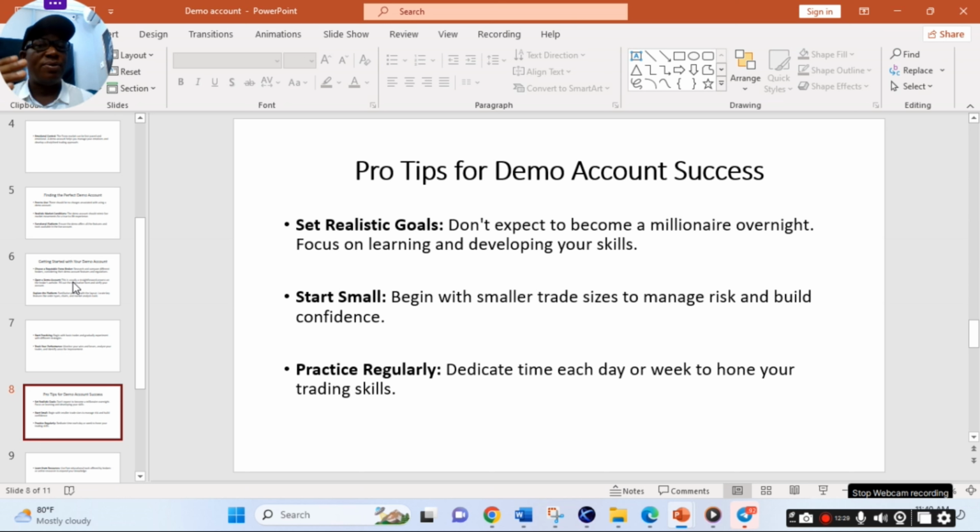Start small. Why do I say start small? Every broker or most brokers will give you $100,000 virtual fake or paper money to start with. And in that case, you can feel I have much money to start with. Please start with little and grow that account. Whatever your success rate in your demo account will definitely determine your success rate in your real life account. Practice regularly. This is business. It is business.